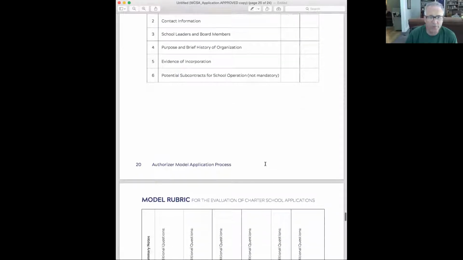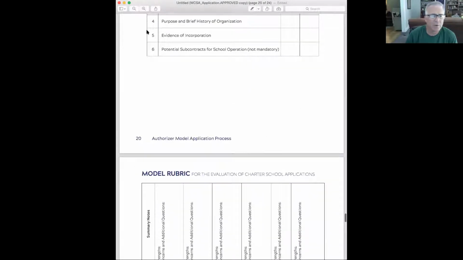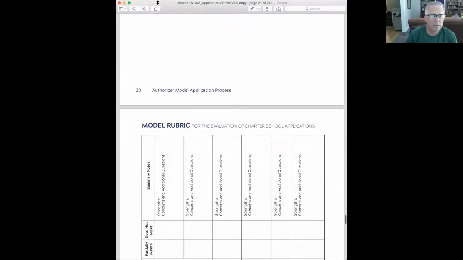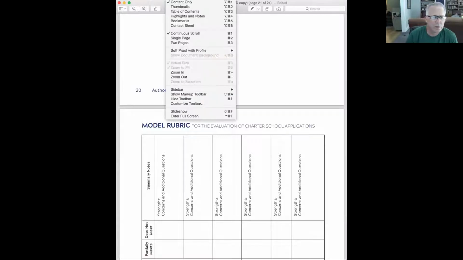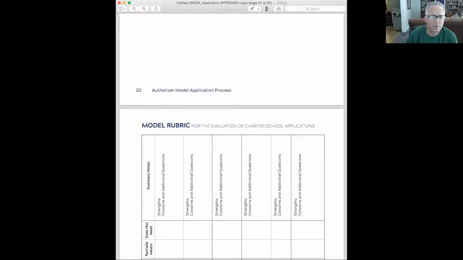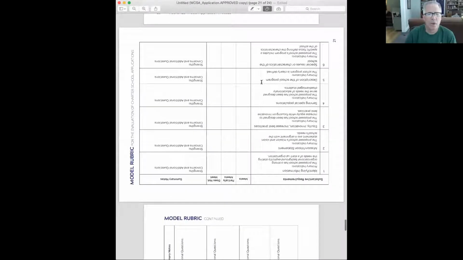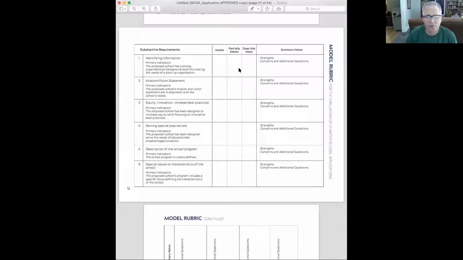The rubric itself, and I'm hoping I can do this on mine. I might not be able to because I'm not in Adobe. Oh yeah, I can. I have to go 3 times. There we go. On that page, the rubric itself is sideways on this document because it didn't fit in portrait. We had to put it in landscape.